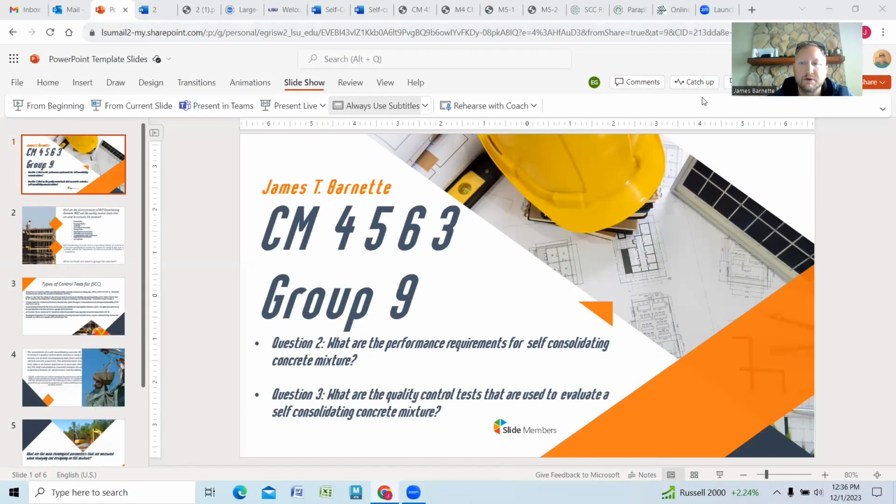Hello, my name is James Barnett. This is CM 4563. I'm part of group 9. I'm answering questions 2 and 3. What are the performance requirements for self-consolidating concrete? Question 3, what are the quality control tests that are used to evaluate a self-consolidating concrete mixture?